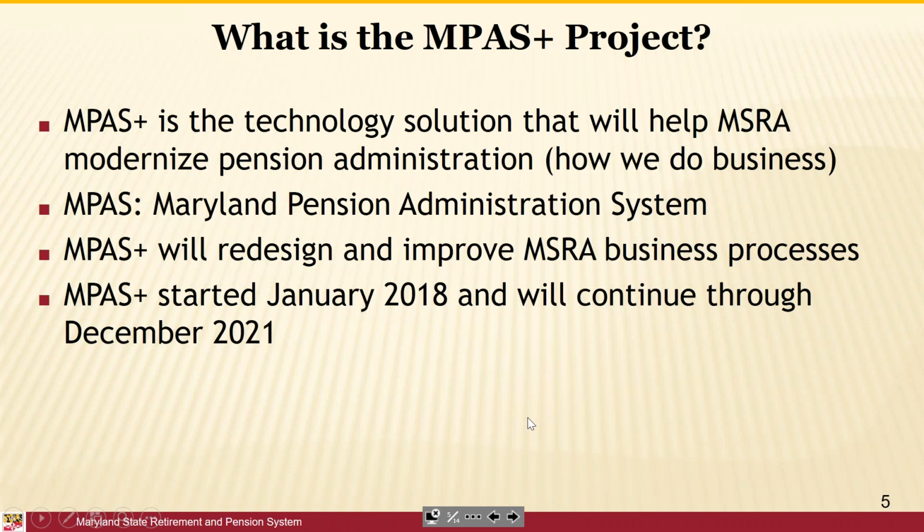This project started in January 2018 and will continue through December of 2021. So it's a 4-year project. At the beginning of this project, the Maryland State Retirement Agency hired a consulting firm called LRWL, and they have been on board since January. They bring with them over 30 years of consulting experience, mostly in the public pension forum. So they are experts, they bring a ton of knowledge, and they are guiding us through this process.